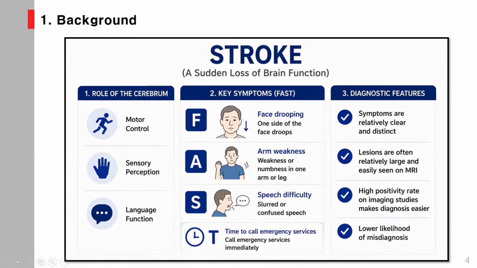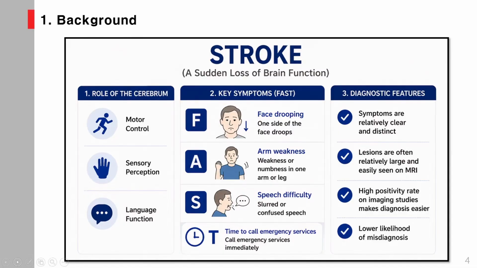The FAST assessment is one of the most widely used methods for stroke screening. Most strokes occur in the cerebrum, which is responsible for motor, sensory, and language functions. As a result, patients with cerebral stroke develop characteristic symptoms, such as facial drooping, arm weakness, and speech difficulties. These symptoms form the basis of the FAST assessment. Because cerebral strokes usually present with recognizable symptoms, they are relatively easy to diagnose in a clinical setting.